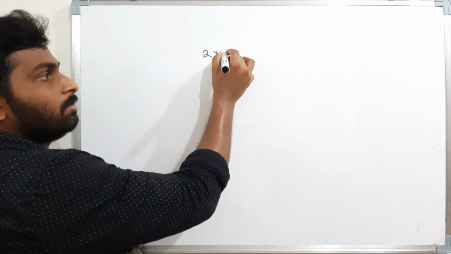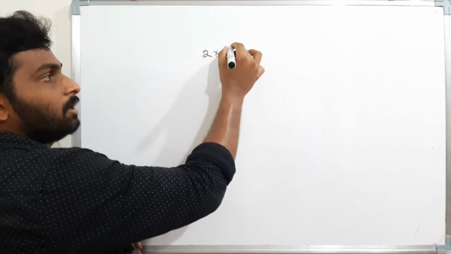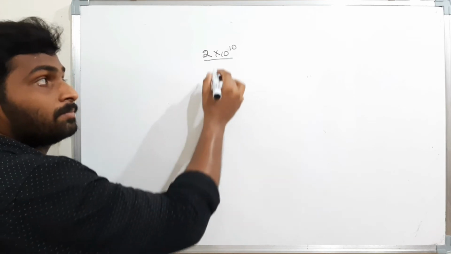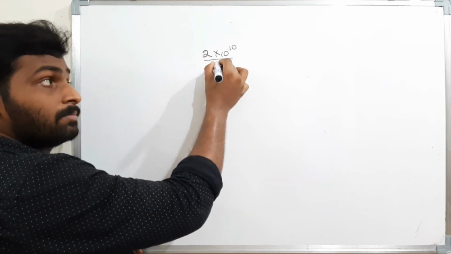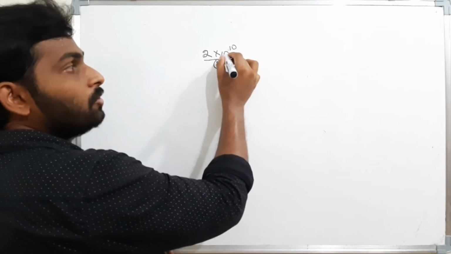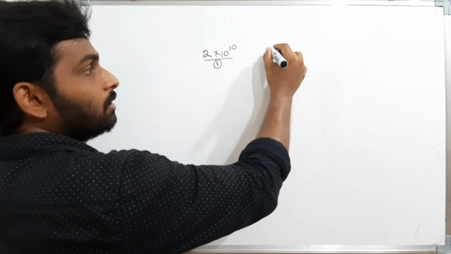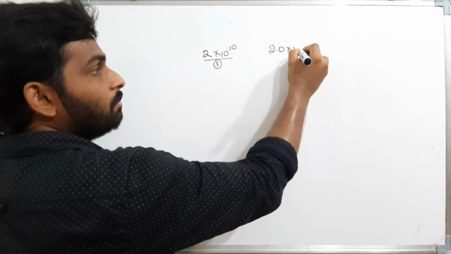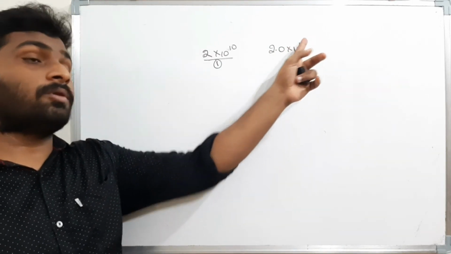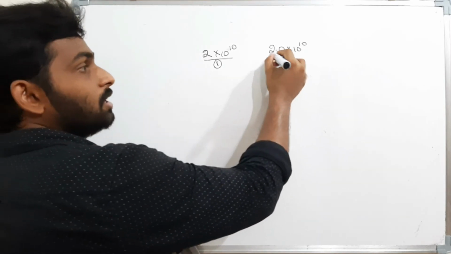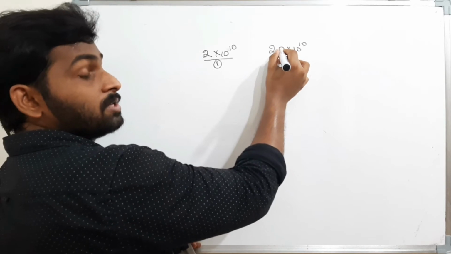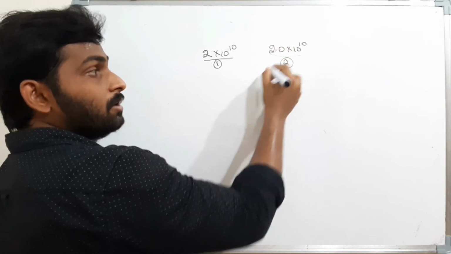Now see here. 2 into 10 power 10. How many significant figures are there? 1 significant figure. No, 2 into 10 power 10 is also nothing but 2.0 into 10 power 10. Now how many significant figures are there? 2.0, right side 0 and there is a decimal point. Therefore this 0 has to be counted. Therefore significant figures are 2.